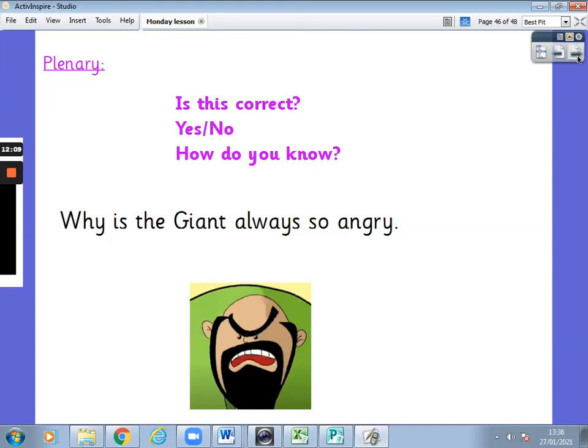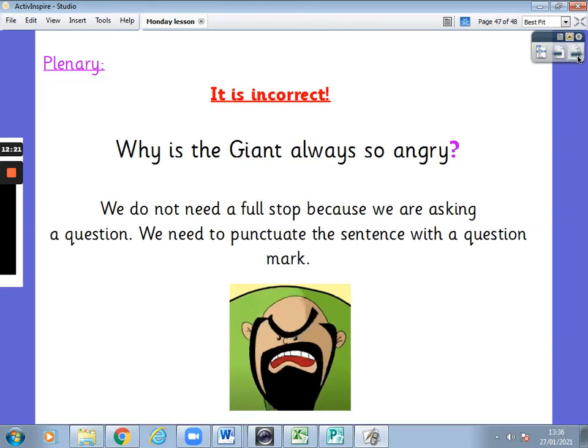Let's go through this little challenge together. Is this correct? Yes, no, how do you know? Why is the giant always so angry? Pause it and have a think. It is incorrect. Why is the giant always so angry? Question mark. We don't need a full stop because we are asking a question. We need to punctuate the sentence with a question mark.